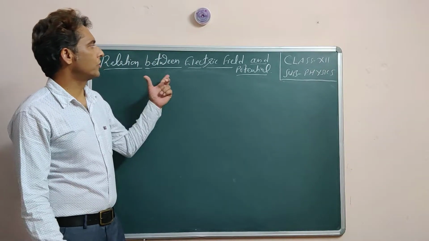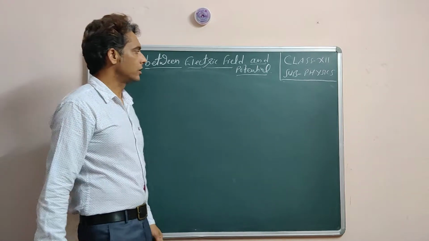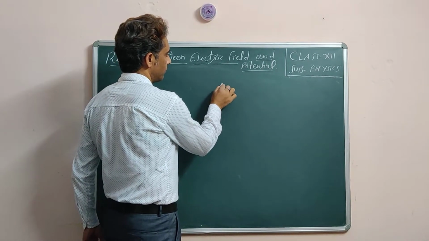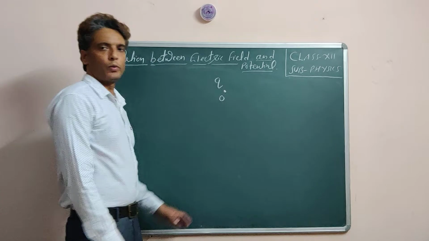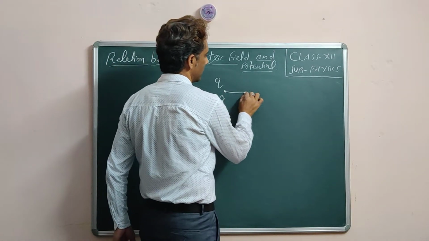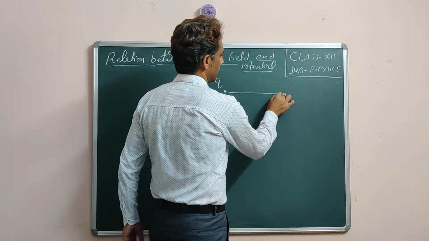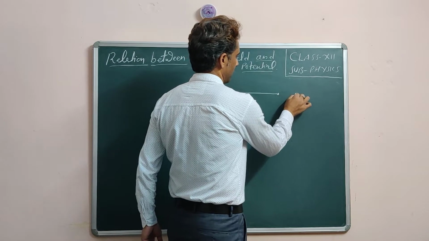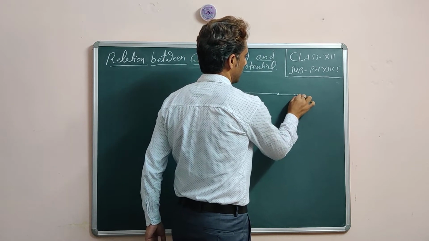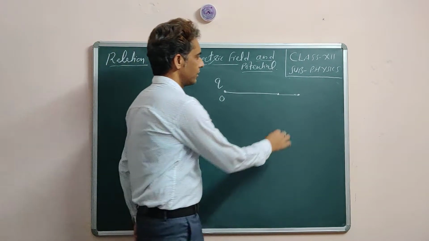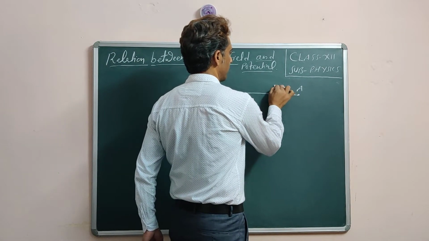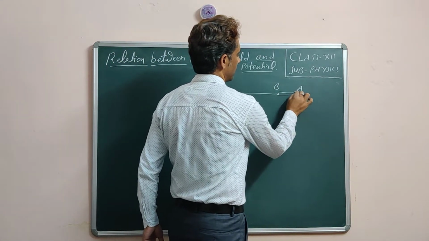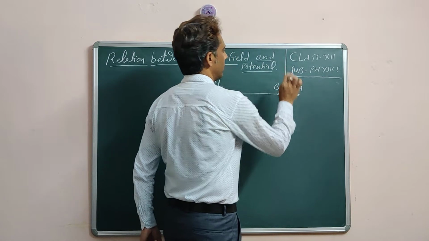Today we will discuss the relation between electric field and potential. So let us consider a charge Q placed at point O, and let us consider 2 points A and B in the field of this charge. Let this point be A and this point be B. Separation between these 2 points is dr.